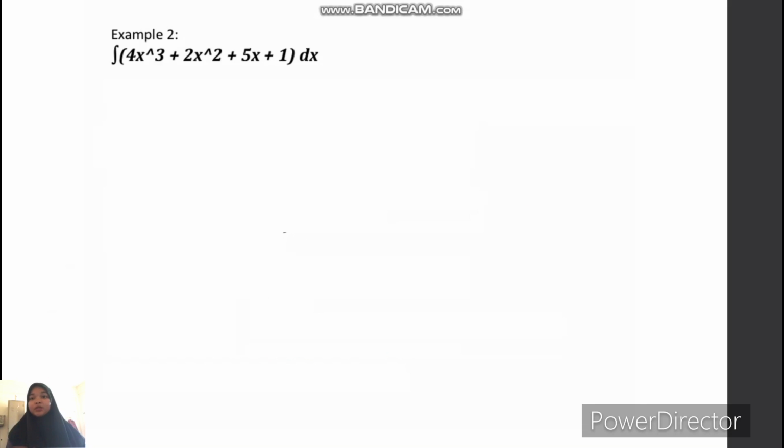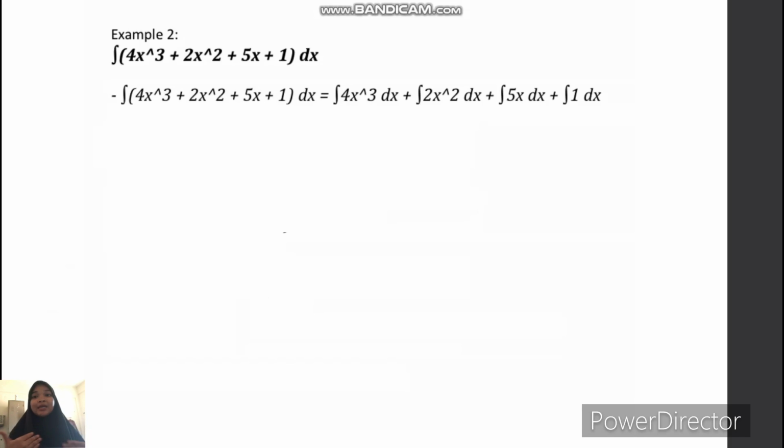I'm going to explain example number 2, where the question is the integral of 4x power of 3 plus 2x power of 2 plus 5x plus 1 dx. To solve the expression, we can apply the power rule. Before we apply the power rule, we must make it into terms.